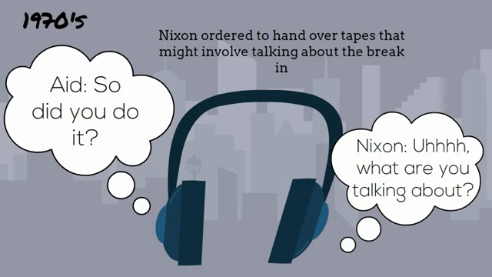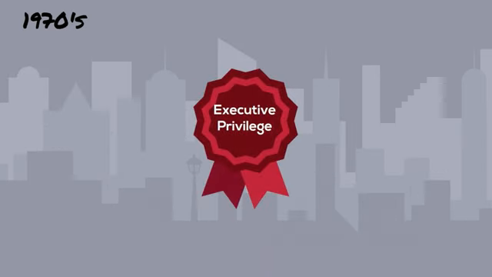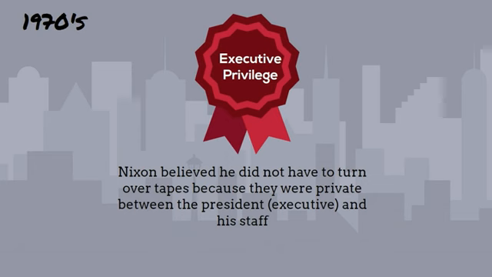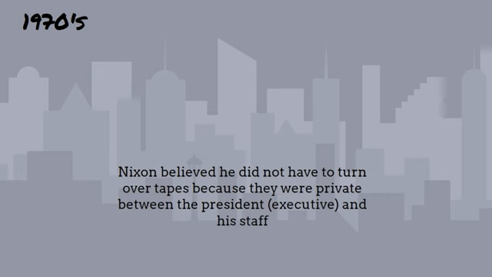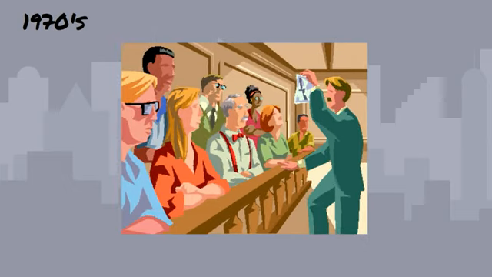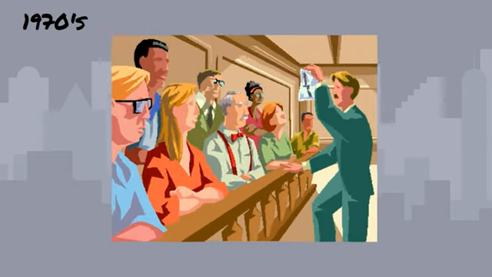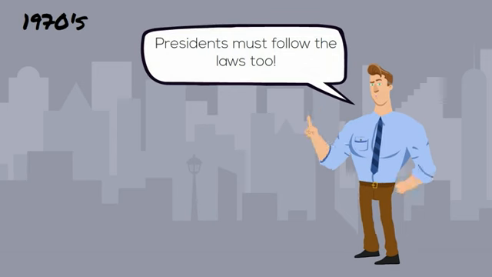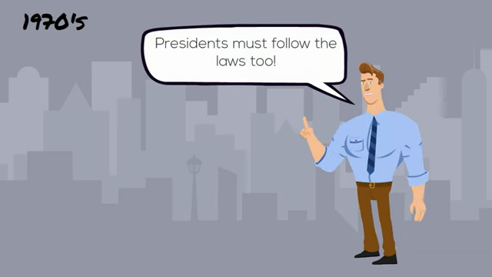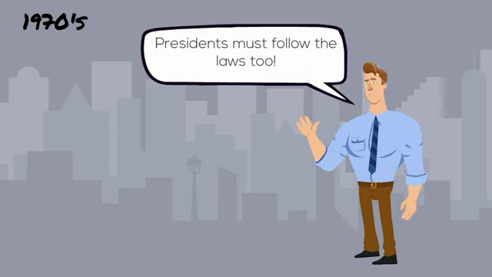Nixon said the tapes were protected by his executive privilege, or the belief that conversations between the president and his aides were private and he did not have to turn them over because he was president. The U.S. government took Nixon to court, arguing that he had the same responsibility to follow the law as all citizens did. The U.S. Supreme Court agreed.